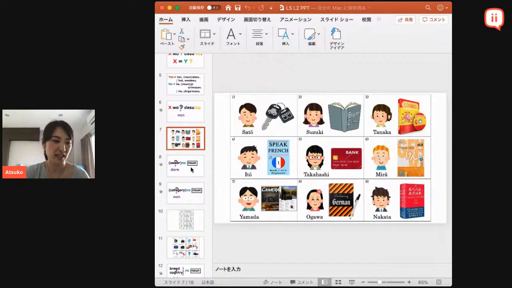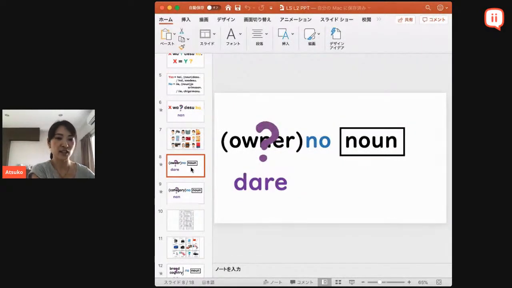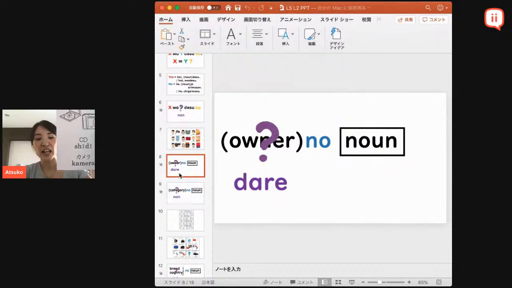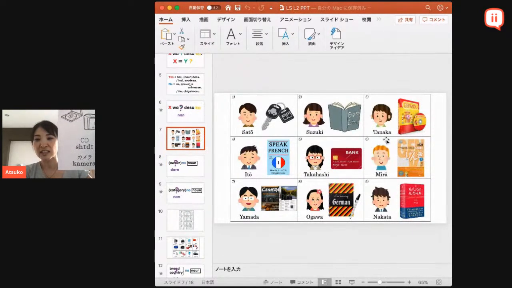Okay, then let's make a sentence about number two. Whose dictionary is this? Dictionary is 辞書。これは誰の辞書ですか？And answer is 鈴木さんの辞書です。Okay, number three. Whose CD is this? これは誰の CD ですか？Answer is 田中さんの CD です。Okay.